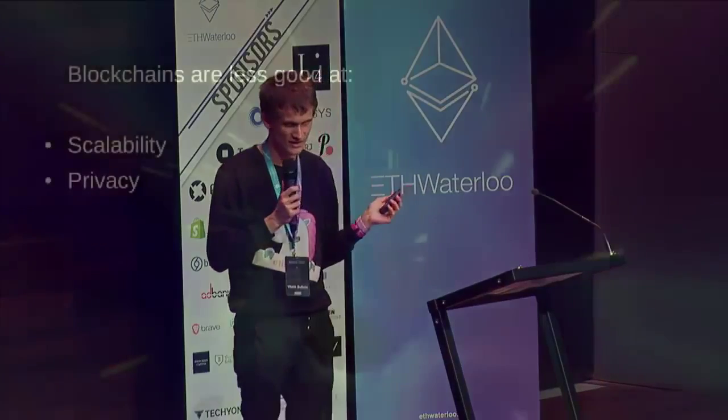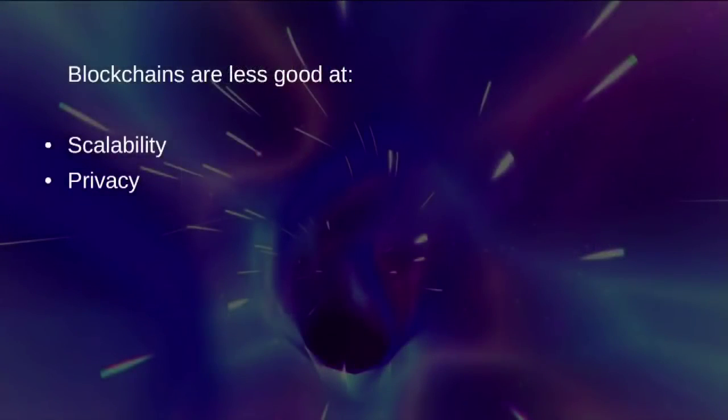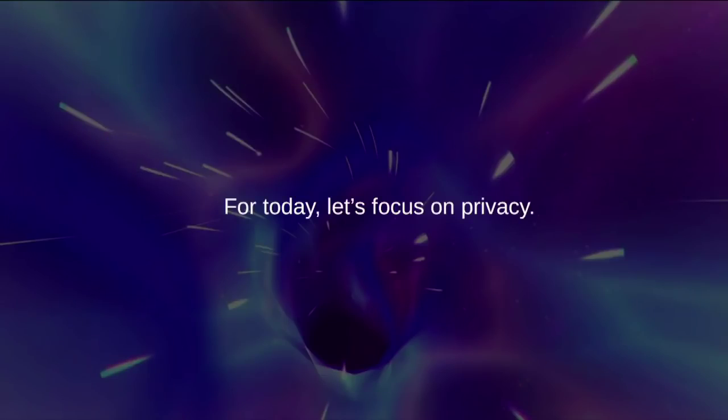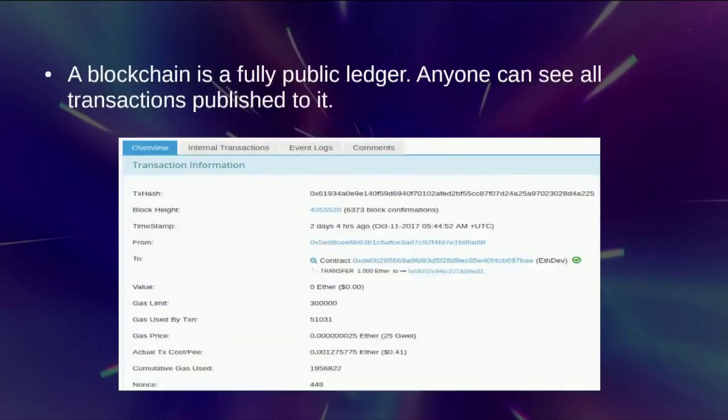Now, blockchains are less good at currently two kinds of things. One of them is scalability, and so blockchains currently process somewhere around 3 or 6 transactions a second. Lots of other applications process anywhere between 10 and 100,000, and they're less good at privacy. So for today, let's focus on privacy. A blockchain is a fully public ledger. Anyone can see all transactions that are published to it.